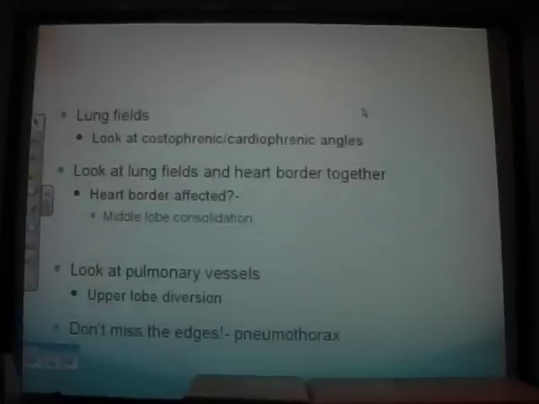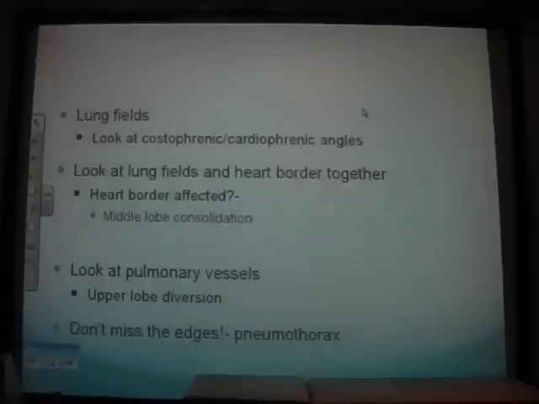Brilliant. That's good. Okay. So, lung fields, you're looking at the costophrenic, cardiophrenic angles, and then I look at lung fields and heart borders together because depending on where the consolidation is, or if it's a collapse, you can get obscuring of different heart borders, and we'll go through some chest x-rays really quickly, okay? Look at the vessels. So, when do you get upper lobe diversion? Okay. Brilliant. And don't miss the edges.